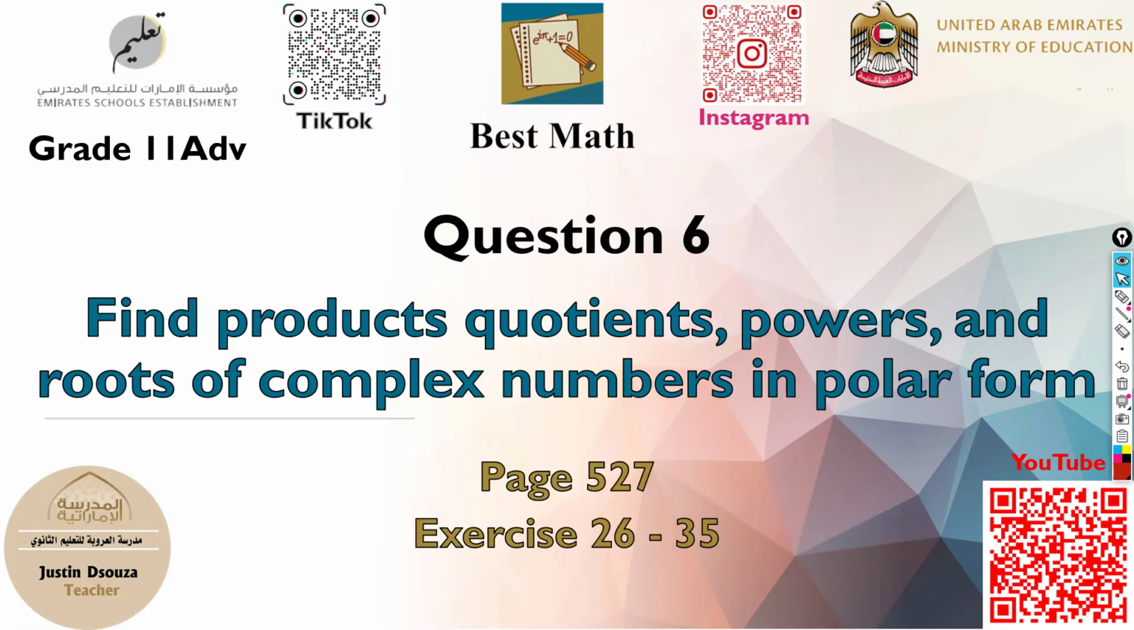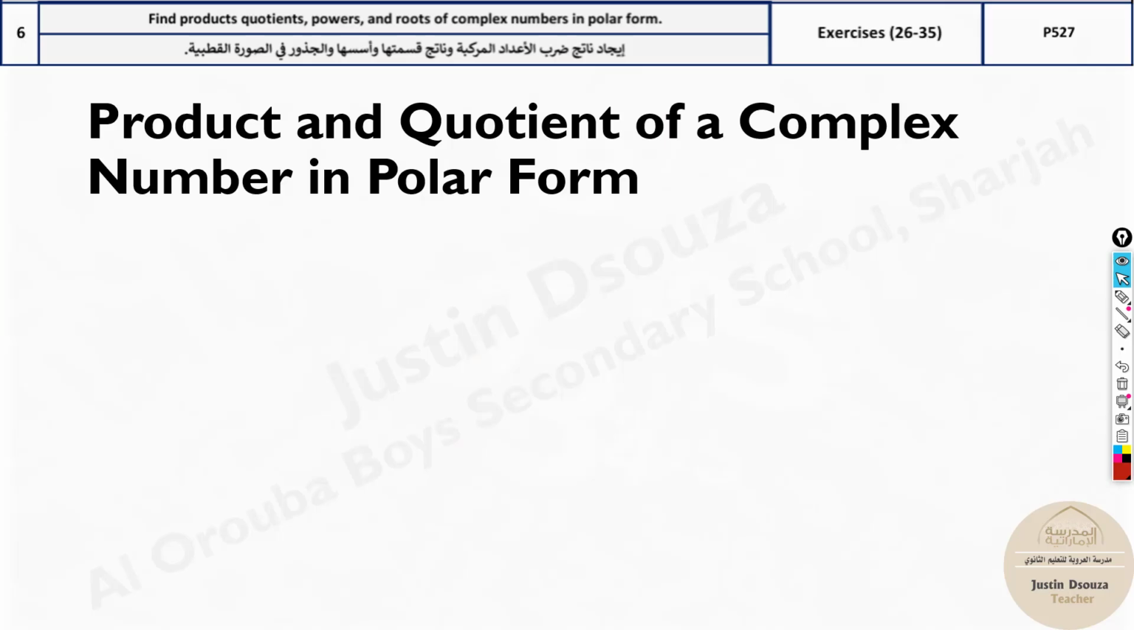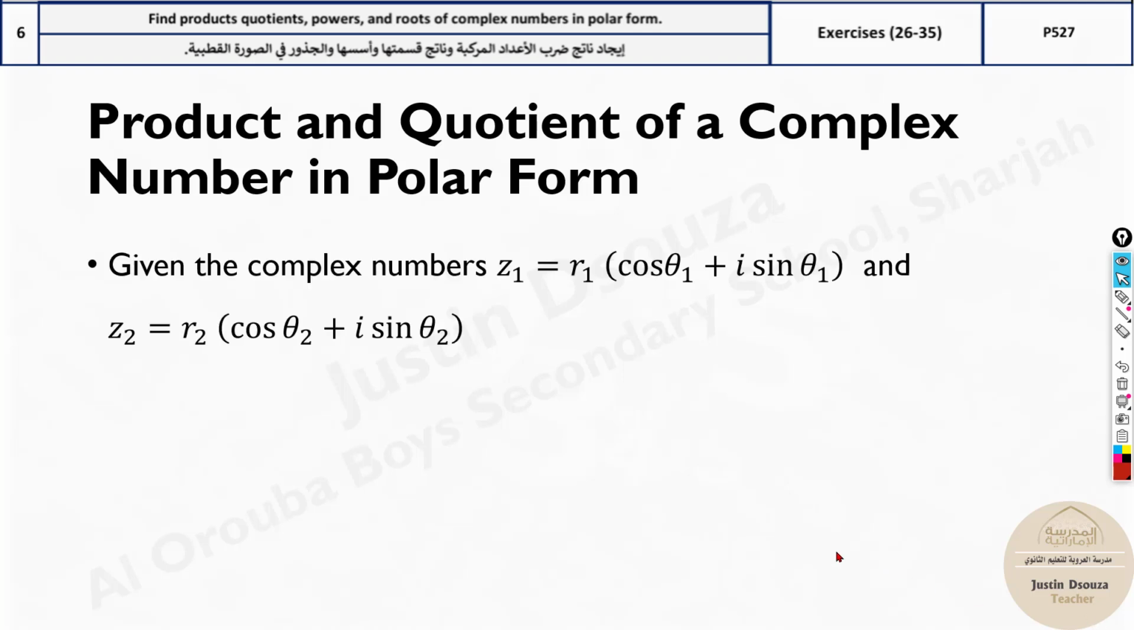Question 6 is to find the products and quotients of complex numbers in polar form. Now, first thing, let's understand the formulas. If there are two complex numbers given in polar form, they'll be in terms like this. R1 (cos theta 1 plus i sin theta 1). And imagine the next one is R2 (cos theta 2 plus i sin theta 2).